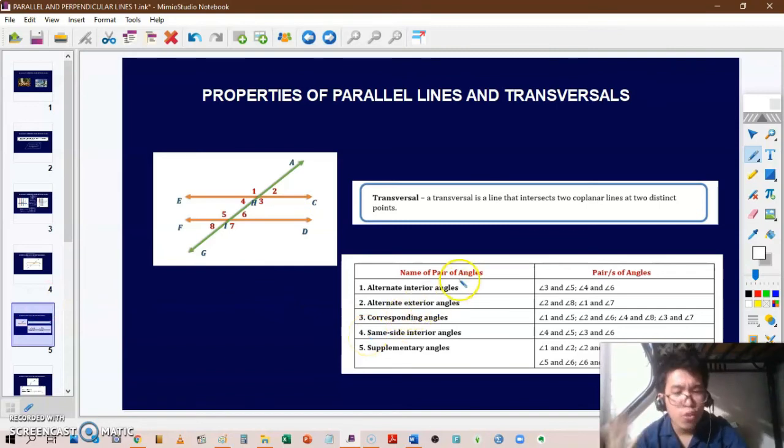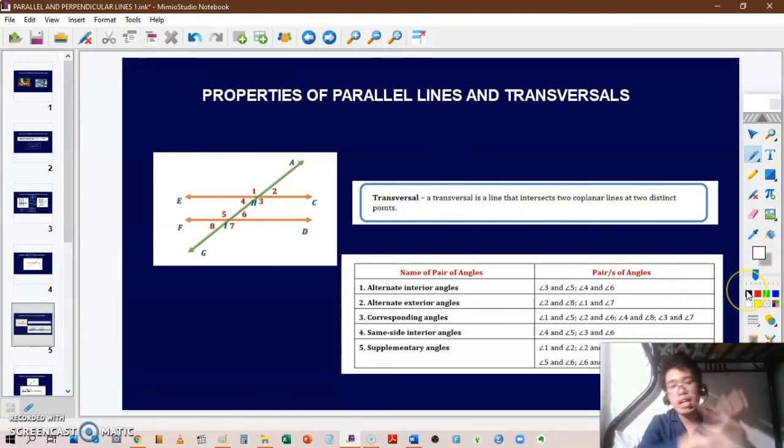Before anything else, we have here two parallel lines, line EC and line FT, and a transversal has been drawn on those two parallel lines. We can name it GA or AG, still the same. A transversal, formally defined, is a line that intersects two coplanar lines at two distinct points. This could be changed: if there are three coplanar lines, that's going to be three distinct points. Or we can simply say n coplanar lines at n distinct points, given that n is a positive whole number. So that's your transversal right there.